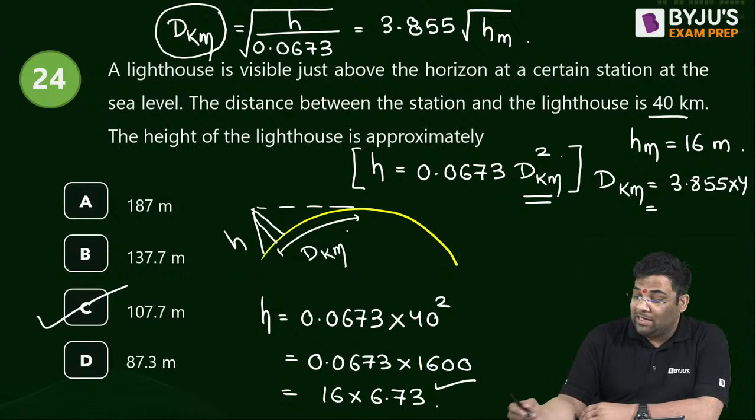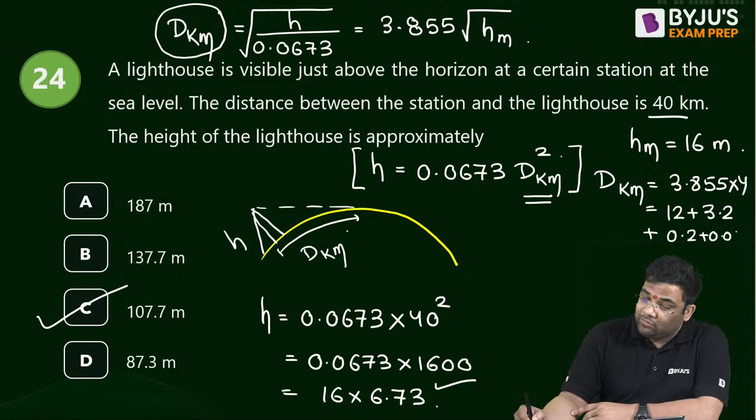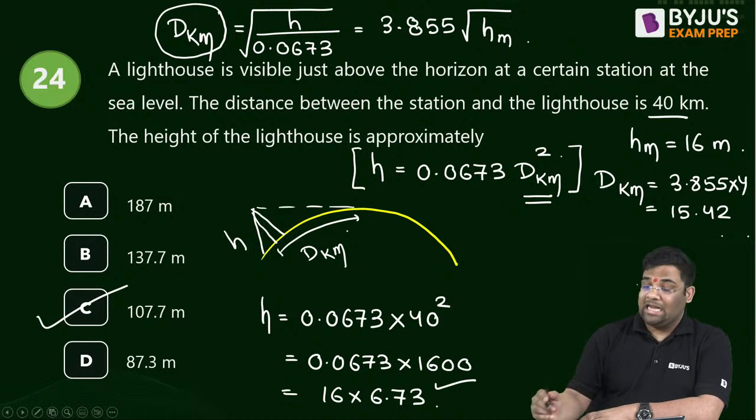It will be how much? Tell me approximately how much you are getting. 3.855 into 4. How much you will get? It will be 12 plus 3.2 plus 0.2 plus 0.02. That is equal to 15.44, right? I'm getting 15.442. I'll get 15.42 around. Okay, such kind of questions they can ask, right?